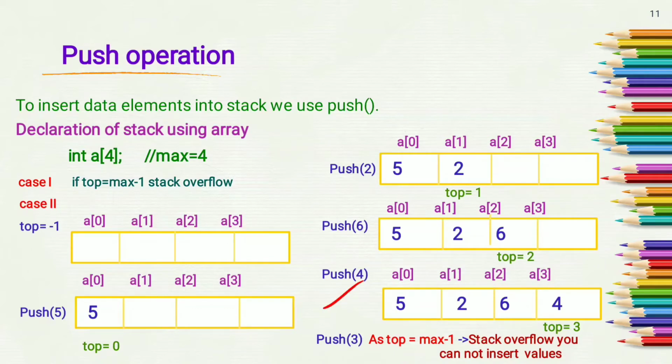Again I perform push 4. First we have to check, is the value of top equal to 3? No, value of top equals 2. So we have to increment the value of top by 1, then top becomes 3. Then at A[3] we have to store value 4. And now again I want to push 3. First we have to check if top equals 3. The condition is true, that means the stack is full. We stored 4 elements into stack. So as top equals max -1, that means here value of top equals 3, so stack overflow. Now you cannot insert values into stack.